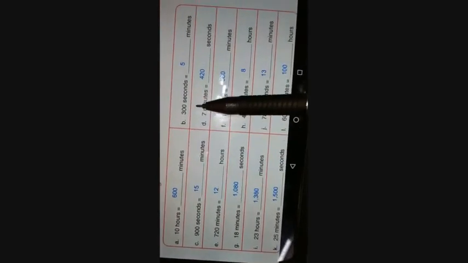Now we'll start the next worksheet. In that worksheet, the topic is measuring time. Worksheet number 24 is there. That is the last worksheet in our chapter. Convert the following. 10 hours is equal to dash minutes. So the answer is 600 minutes. 300 seconds is equal to dash minutes. Answer is 5 minutes.